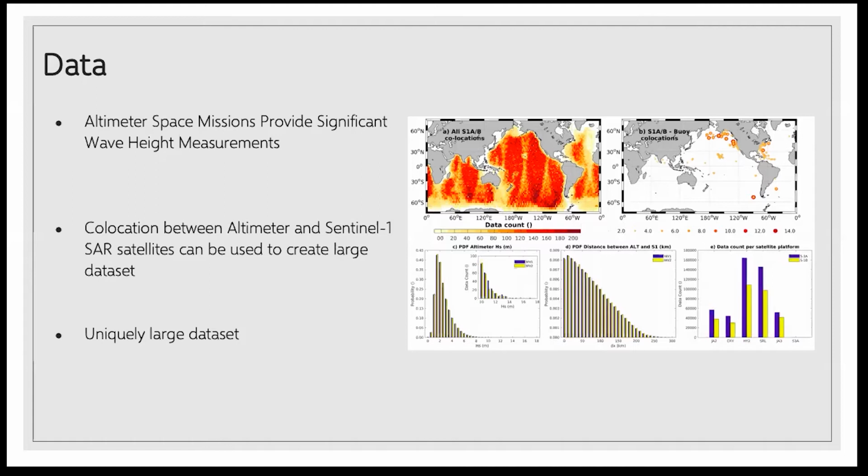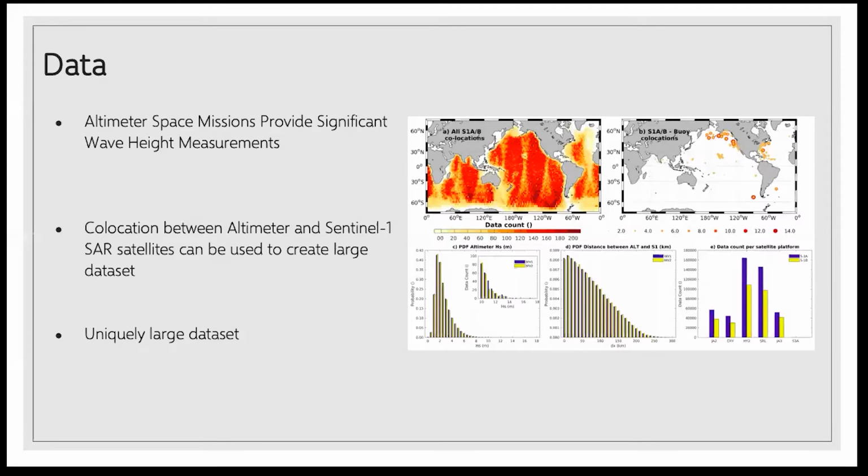We also have a PDF of the data in terms of altimeter data. So we can see that overall the data is centered on data points between 1 and 3 meters. And this is to be expected as those are kind of the more common waves that you see. We also have a PDF of the distance between altimeter and Sentinel-1 measurements. So essentially the spatial distance between the measurements that we use for co-location. And we can see that for the most part, it's centered on smaller distances. So for the most part, spatially, the measurements are close together.